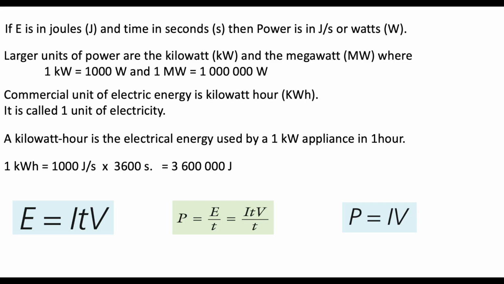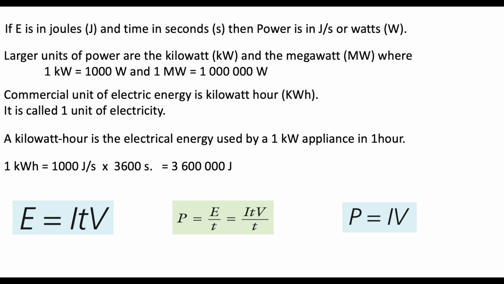If energy is in joule and time in seconds, then power is in joule per second or watts. Larger units of power are the kilowatt and the megawatt, where 1 kilowatt is 1000 watt and 1 megawatt is 1 million watt. Commercial unit of electric energy is kilowatt hour. It is called 1 unit of electricity. A kilowatt hour is the electrical energy used by a 1 kilowatt appliance in 1 hour. 1 kilowatt hour is 1000 joule per second times 3600. That's equal to 3.6 million joule.